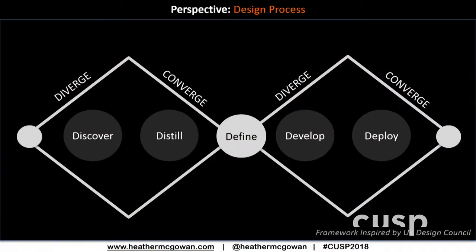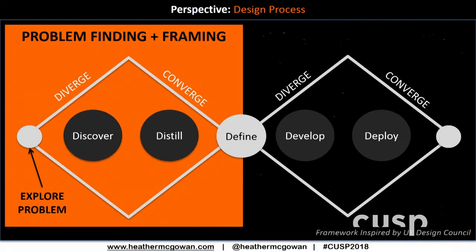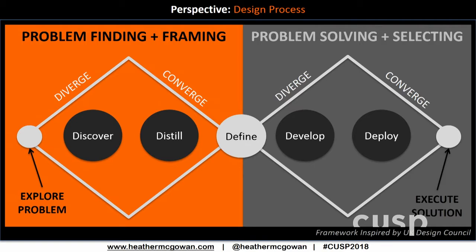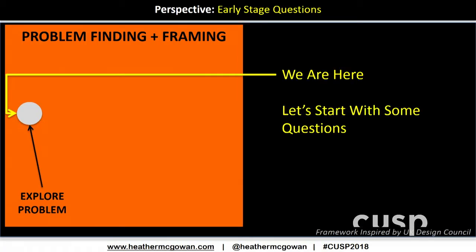So start with the design process. This is pretty much a modified version of the one that the UK Design Council uses. First part of it's problem finding and framing. Second part of it's problem solving and solution selecting. We're way here on what I want to talk to you about, and I want to start with some questions.